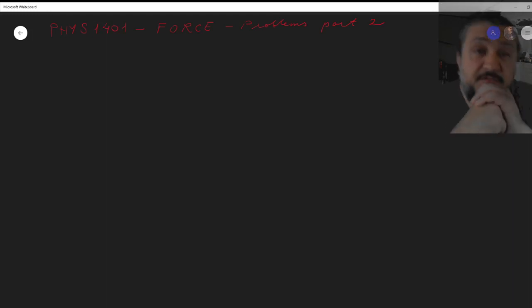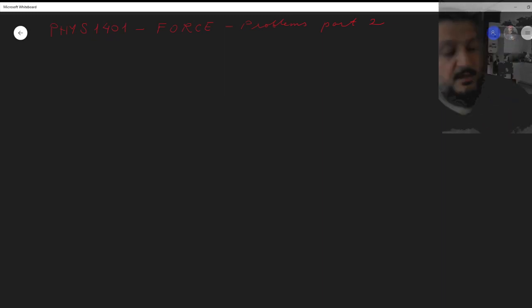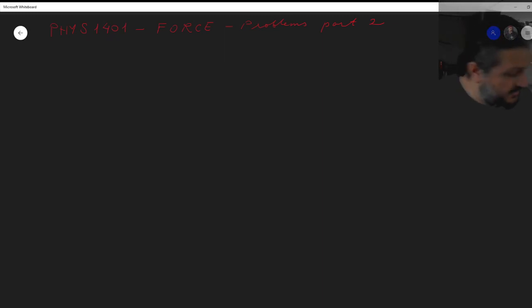We started solving problems from the chapter about force, and today's the second part. I'm just going to keep solving problems from the book, okay? So yesterday we stopped at gravitational forces. I think I solved one problem. Let's pick another one and then move on to contact forces after that.